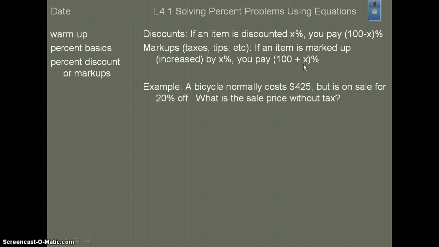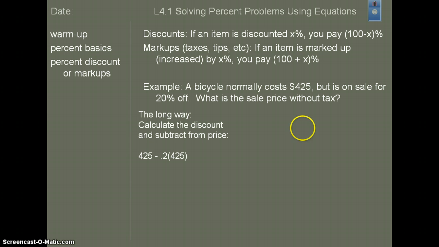An example of this would be that a bicycle normally costs $425, but it is on sale for 20% off. What is the sale price without tax? So we can do this the long way. This would be where we would calculate the discount and subtract from the price. So I would have $425, and I would be subtracting the calculated 20% discount. The 20% discount comes out to be $85, or $340.